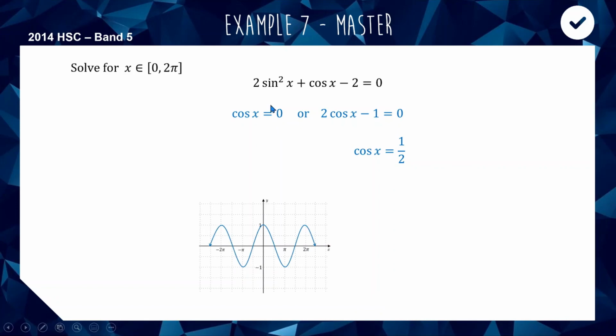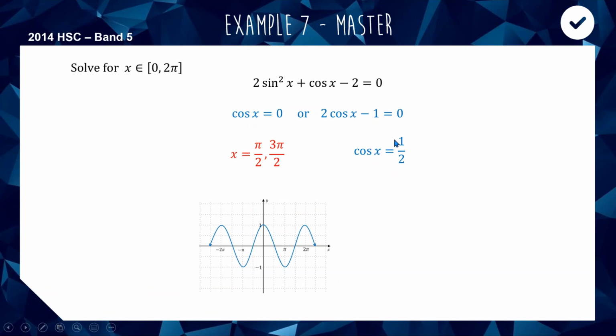All right, so for the left-hand one, cos x equal to 0, if we know what the cosine curve looks like, we can see that from 0 to 2 pi, cos x is equal to 0 at pi on 2 and 3 pi on 2. So 90 degrees and 270 degrees. All right, so there are our solutions for cos x equals 0.